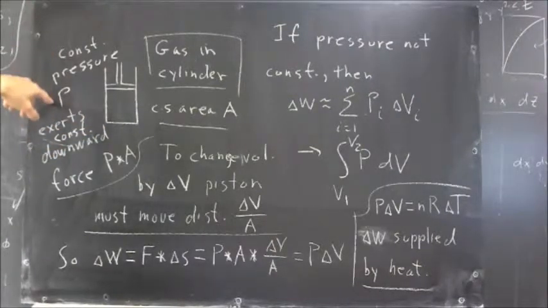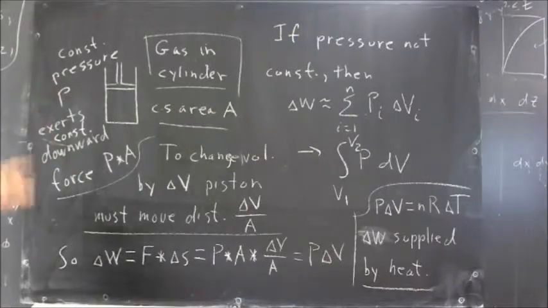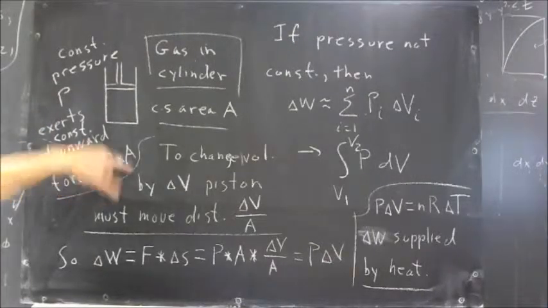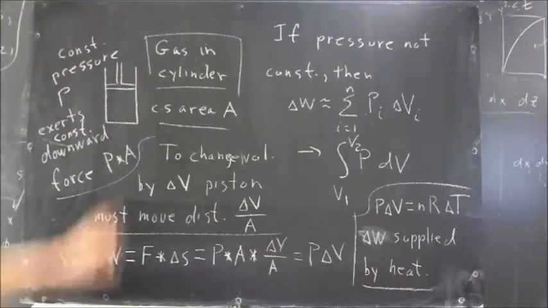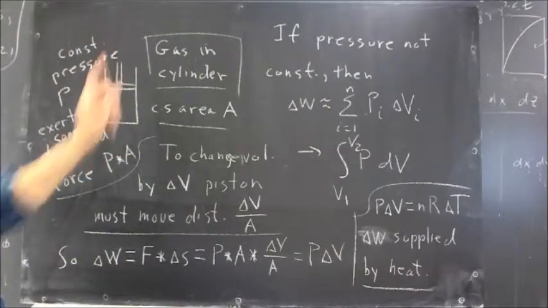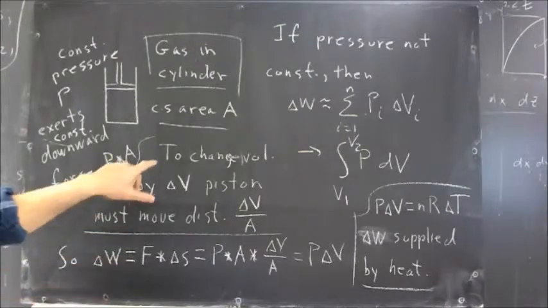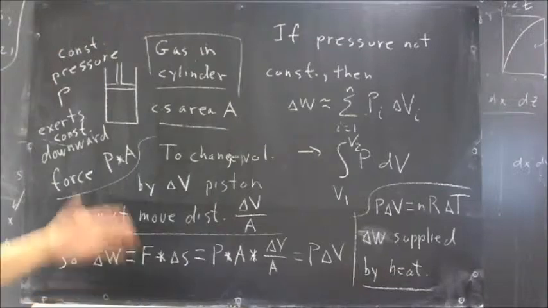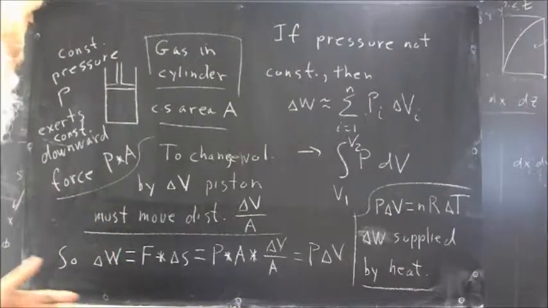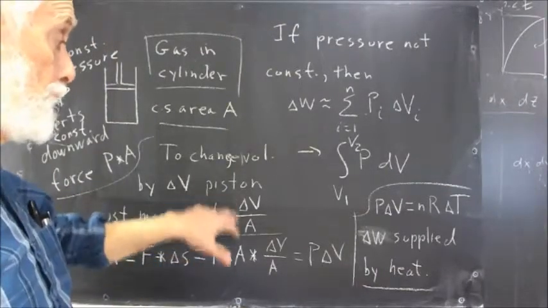Okay, so constant pressure P exerts a constant downward force P times A. So if we're going to expand this gas, we've got to exert a force P times A in this direction. Now, change the volume by delta V. How far does the piston have to move? This should be a fairly obvious answer. It's got to move a distance delta V over A.